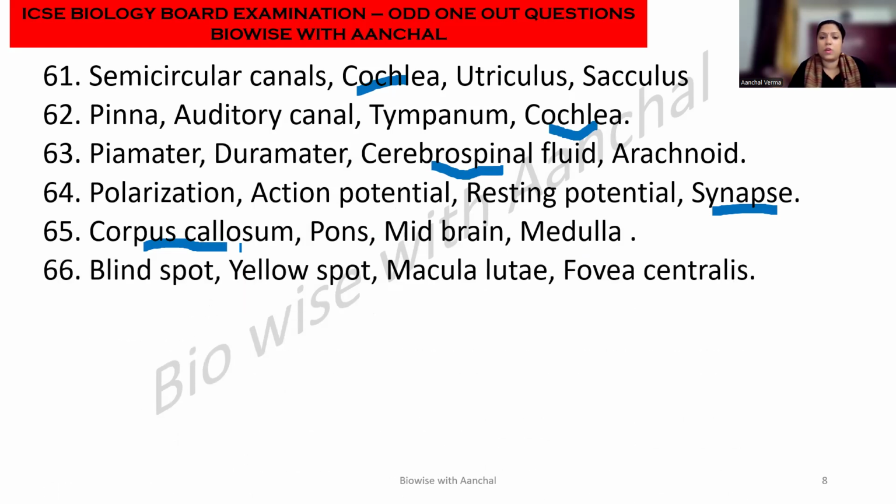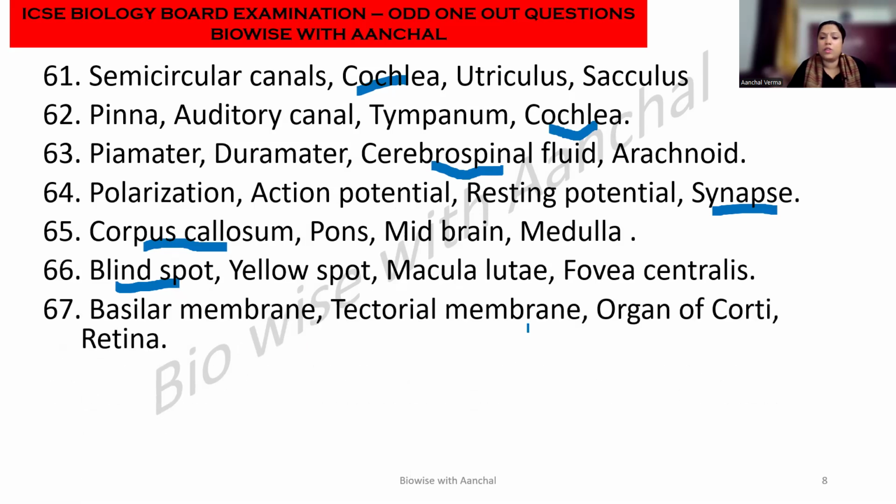Blind spot, yellow spot, macula lutea, fovea centralis. Here, blind spot, because the rest three are the same thing. They are the different names of the small kink present on the retina where you have the maximum concentration of rods and cones. You can say the rest are all names of the spot present on the retina with the maximum concentration of photoreceptors.